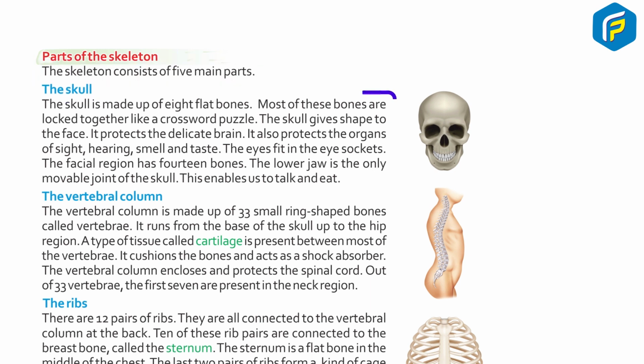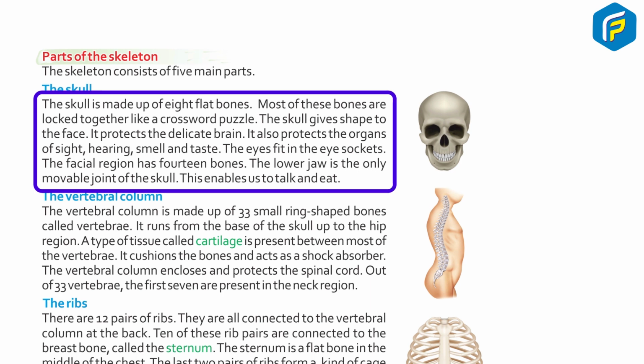The skull. The skull is made up of 8 flat bones. Most of these bones are locked together like a crossword puzzle. The skull gives shape to the face. It protects the delicate brain. It also protects the organs of sight, hearing, smell, and taste. The eyes fit in the eye sockets. The facial region has 14 bones. The lower jaw is the only movable joint of the skull. This enables us to talk and eat.